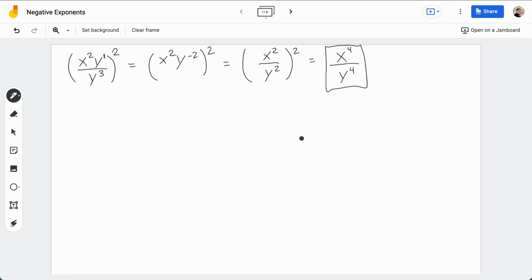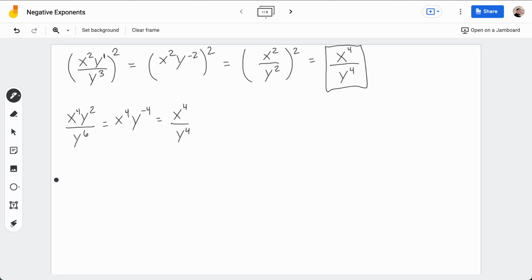Real quick, and you can skip ahead if you'd like, I'll show you that you can really do this in any order and it will still work. We could distribute the 2 first, and we get 2 times 2 is 4, y 1 times 2 is 2, 3 times 2 is 6, so I have y to the 6th. And then I can simplify in here, so I have x to the 4th, y to the 2 minus 6 is negative 4, and then this turns into x to the 4th over y to the 4th. So it works the same if you distribute first. You can really do anything.